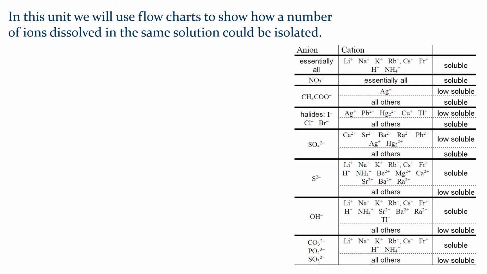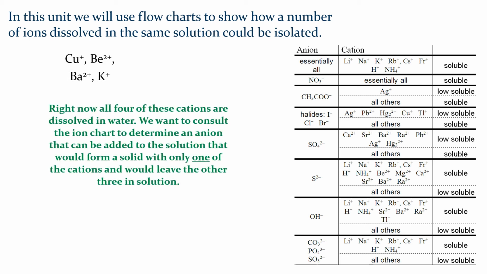In this unit, we will use flowcharts to show how a number of ions dissolved in the same solution can be isolated. Right now, all four of these cations are dissolved in water. We want to consult the ion chart to determine an anion that can be added to the solution that would form a solid with only one of the cations and would leave the other three in solution.